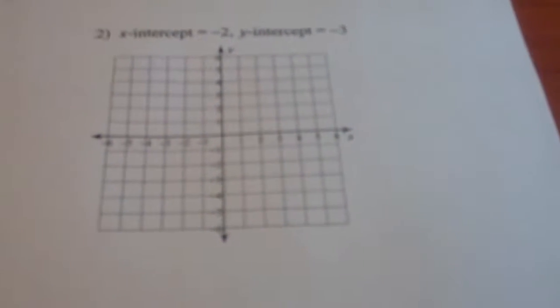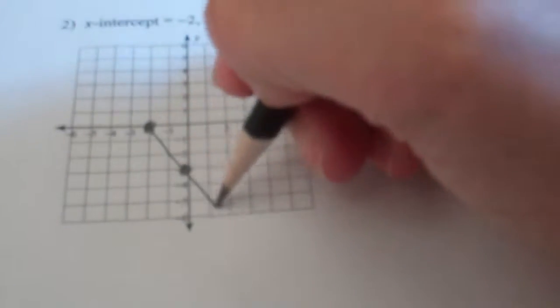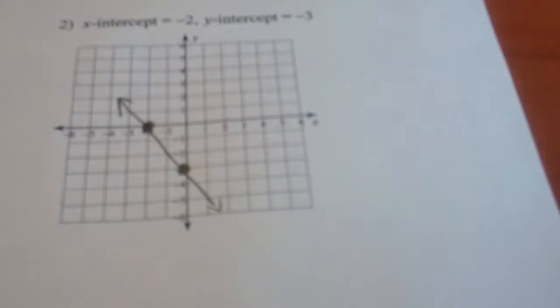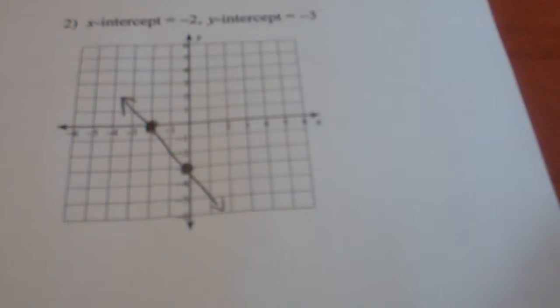Number 2, we have an X-intercept of -2 and a Y-intercept of -3. Our X-intercept, we go to the X-axis at -2 and make a point. Our Y-intercept, we go to our Y-axis, and at -3 we make a point. We connect those 2 points with a line, put arrows on it, and we have our line with our X and Y intercepts.